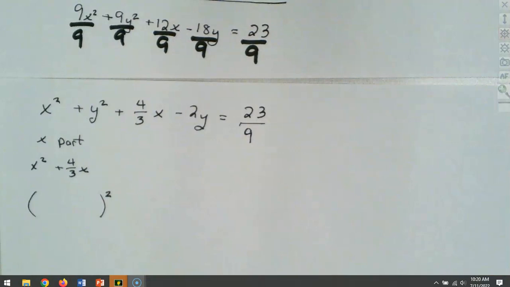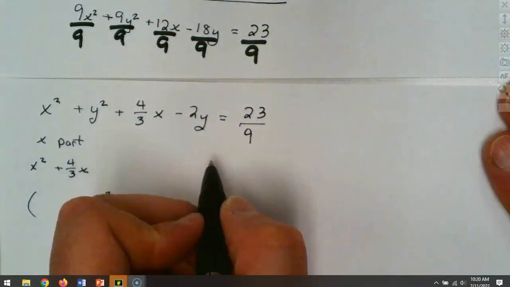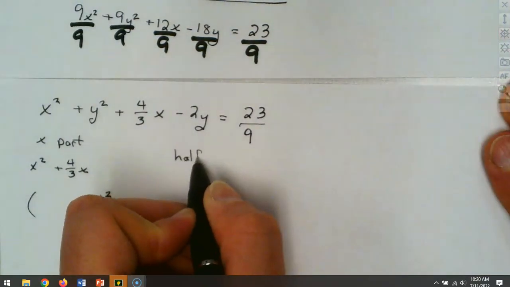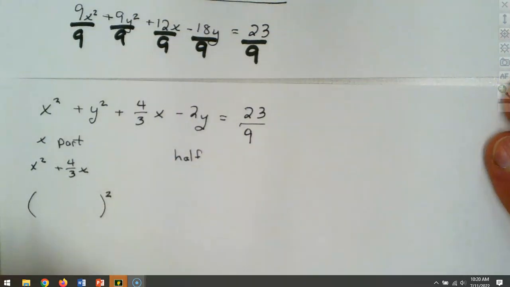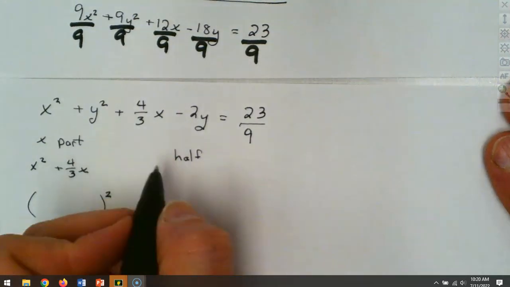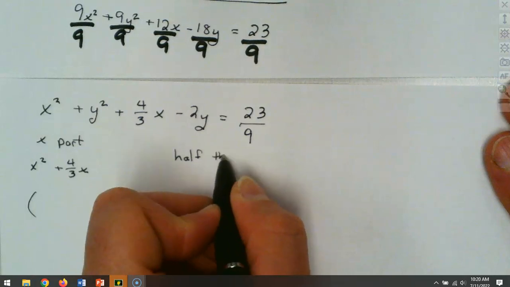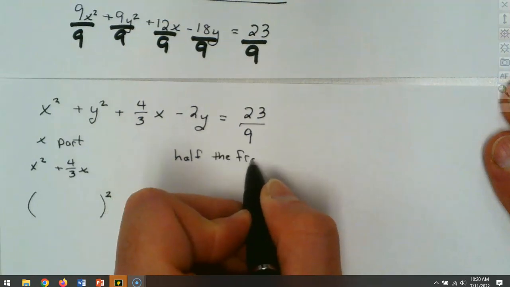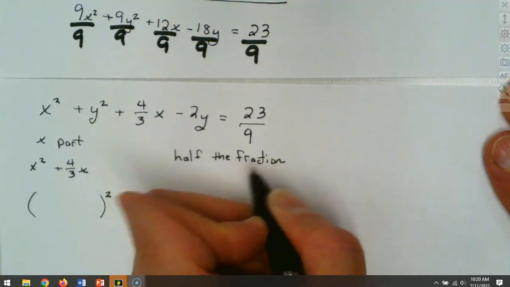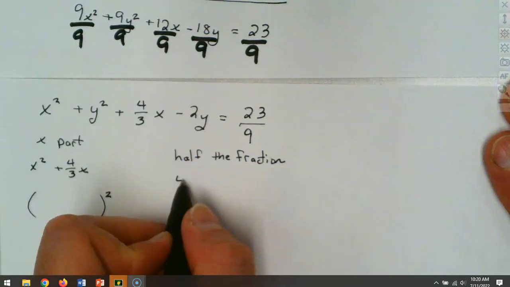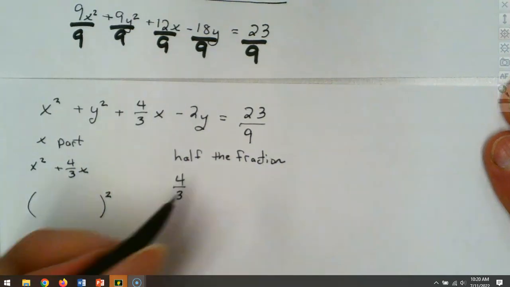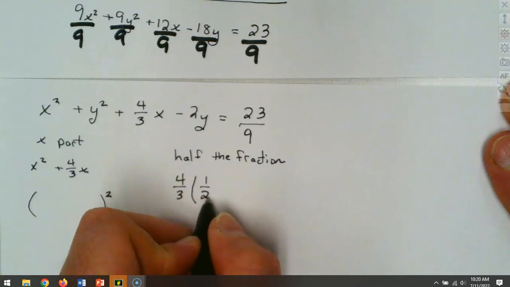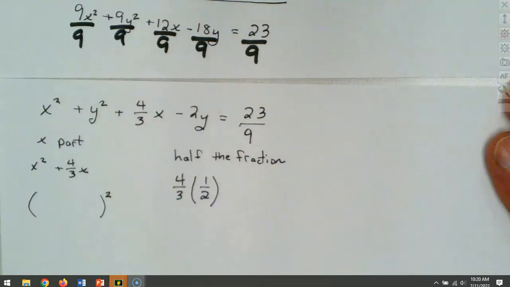Okay, well, how do we half a fraction? We half a fraction by multiplying by half. So we're going to half this fraction. We take our 4/3 and we multiply it by a half, because that's how you half a fraction. You just multiply it by a half.